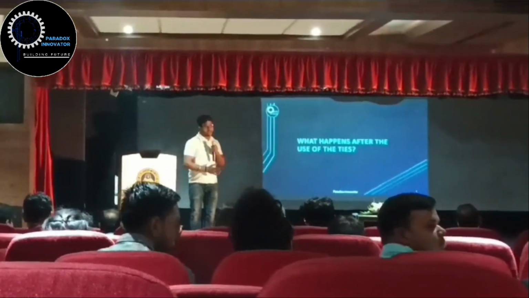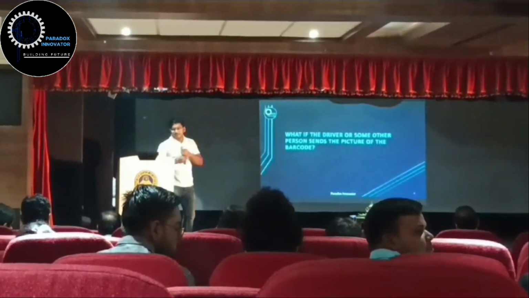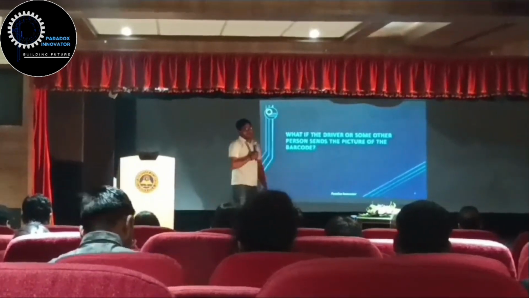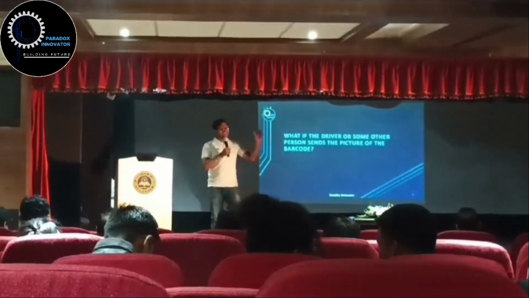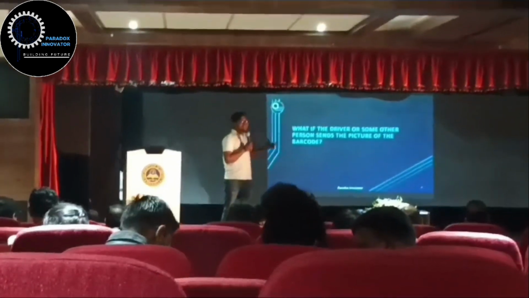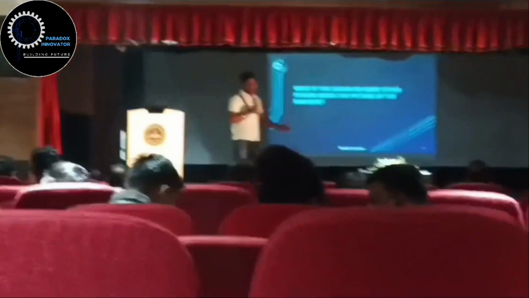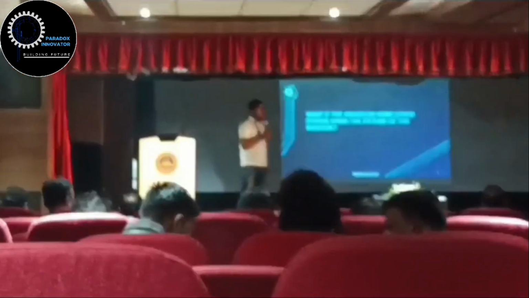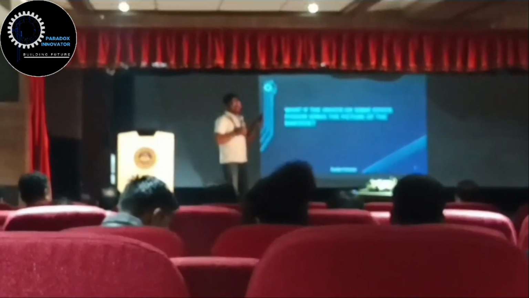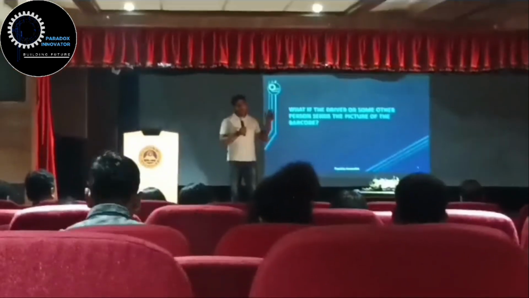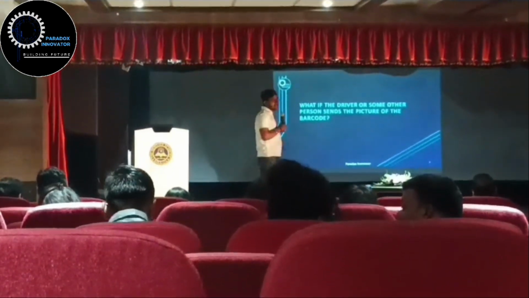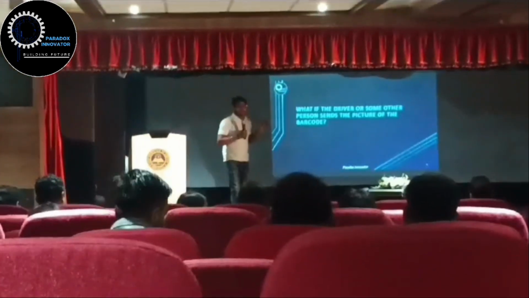So this is non-reusable. My second question: what if the driver or some other person sends a picture of the barcode? For example, somebody is a robber and the driver is not well educated and does not know what these QR codes do. In that scenario, if someone gives him 500 rupees or whatever money, he may send the picture of that QR code to that person. If he gets the knowledge of what is inside the container, he may rob it.